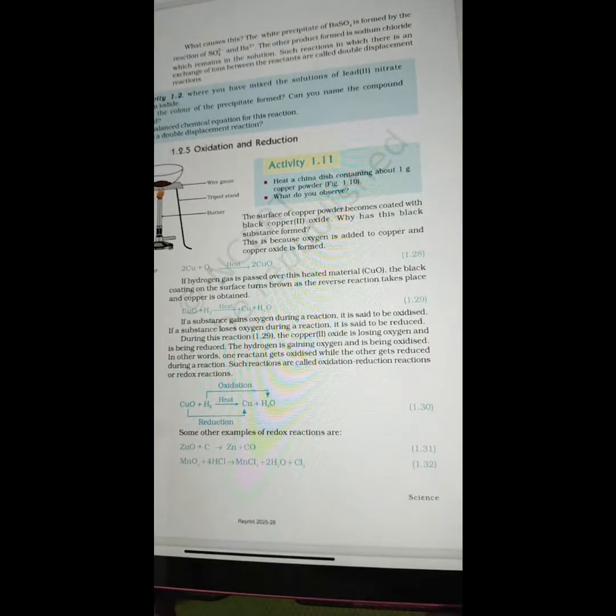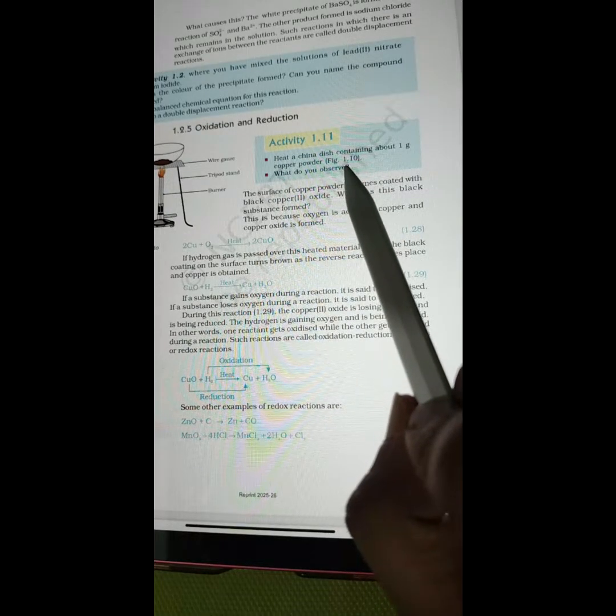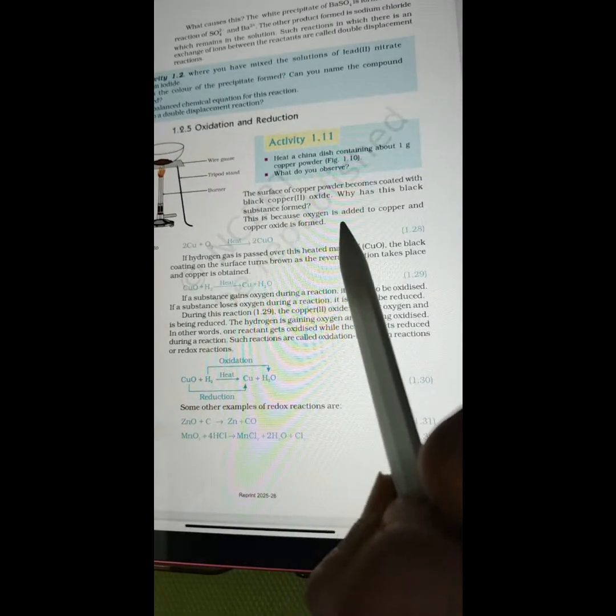1.2.5 Oxidation and reduction. I hope the screen is clear. Let's read. Activity 1.11. Heat a china dish containing about 1 gram of copper powder as shown in figure 1.10. What do you observe? The surface of copper powder becomes coated with black copper oxide. Why has this black substance formed? This is because oxygen is added to copper and copper oxide is formed.